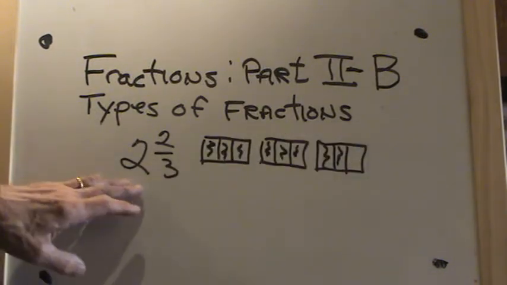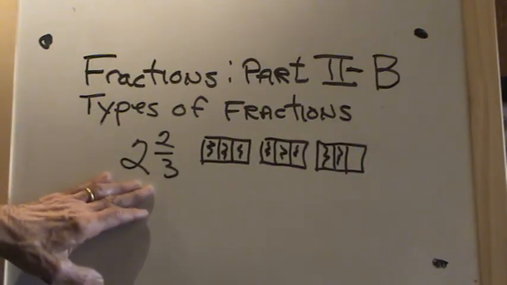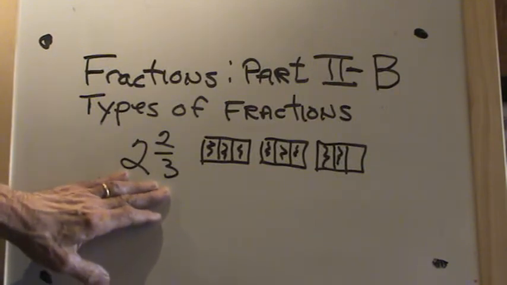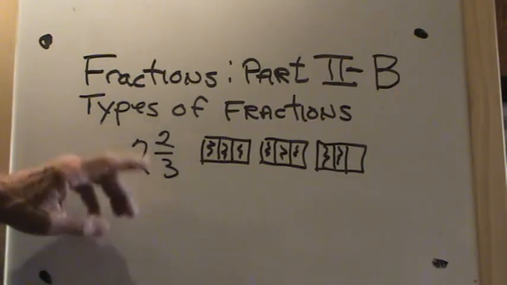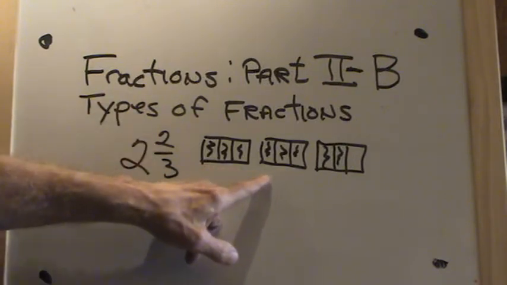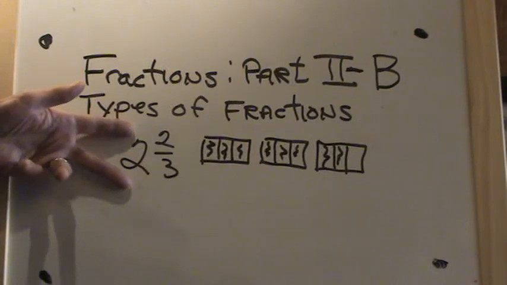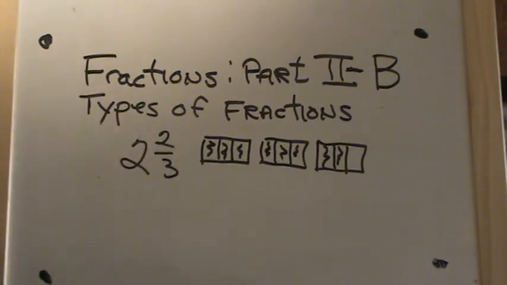Now, obviously, you can see that mixed numbers, like improper fractions, are always greater than 1 whole. Here we have 2 and 2/3. Over there we have 2 wholes and then 2/3. Mixed numbers are always greater than 1 whole.